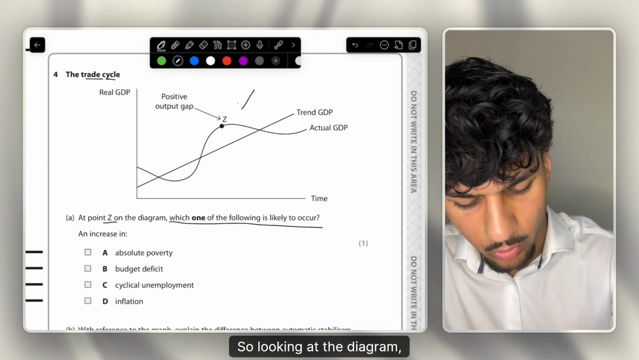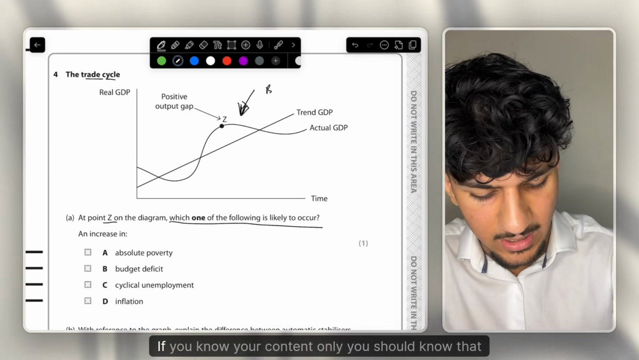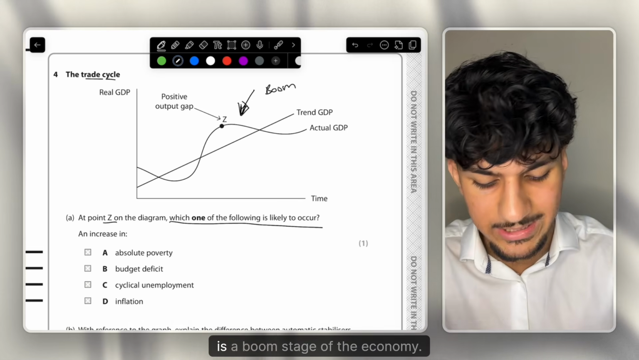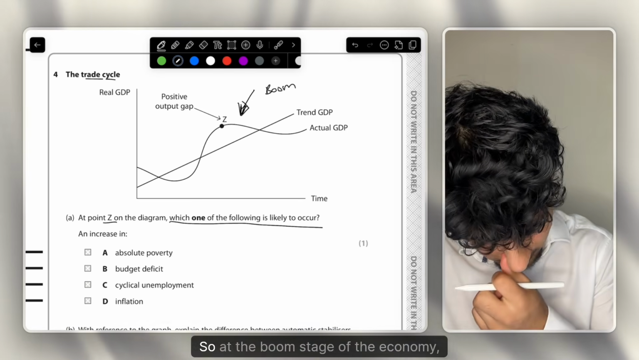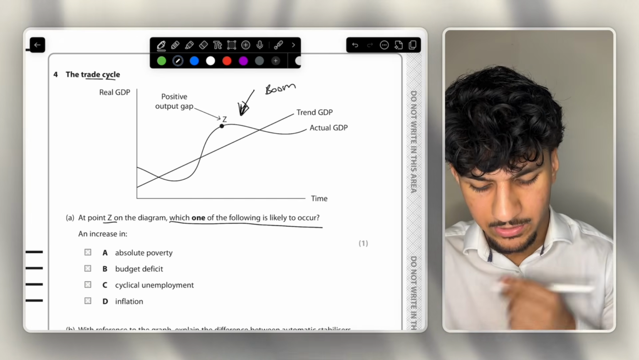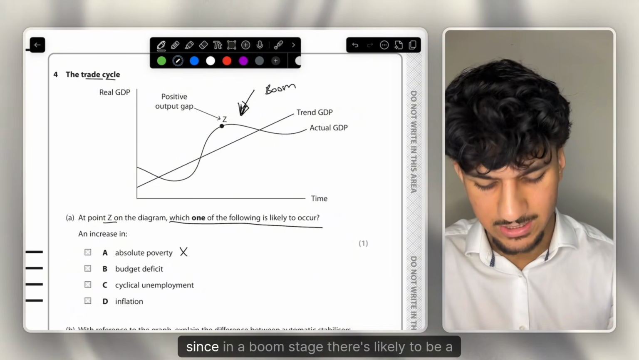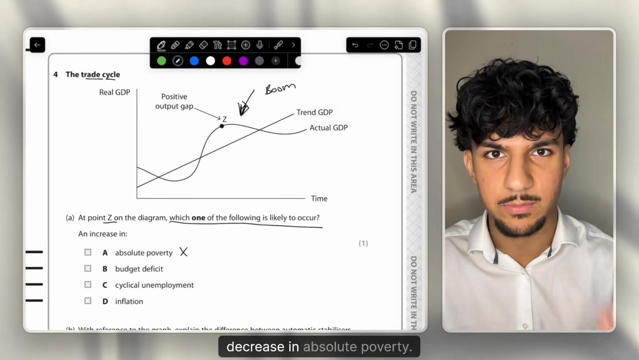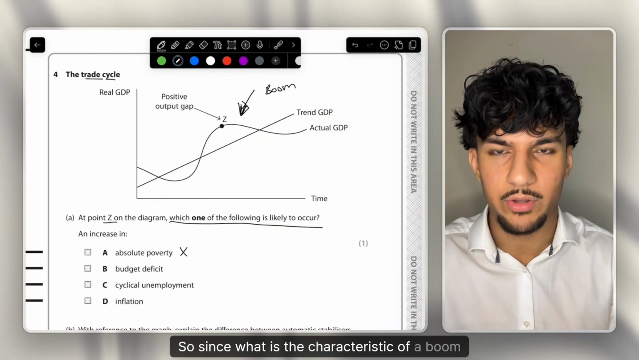So looking at the diagram, what is point Z actually representing? If you know your content knowledge, you should know that it is the boom stage of the economy. So at the boom stage of the economy, what is likely to happen? An increase in absolute poverty? No, since in a boom stage, there's likely to be a decrease in absolute poverty, since what is the characteristic of a boom stage?